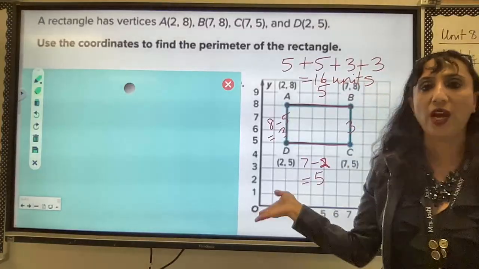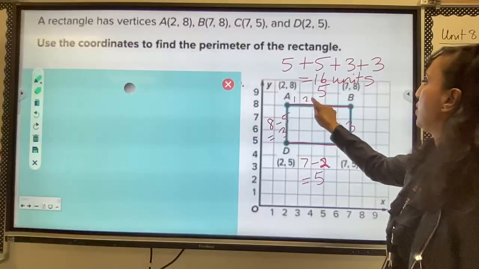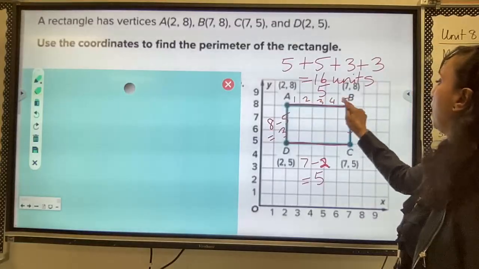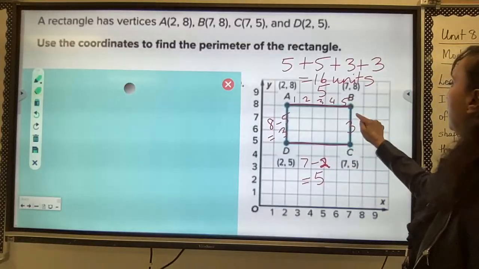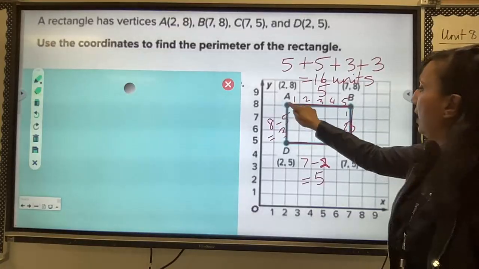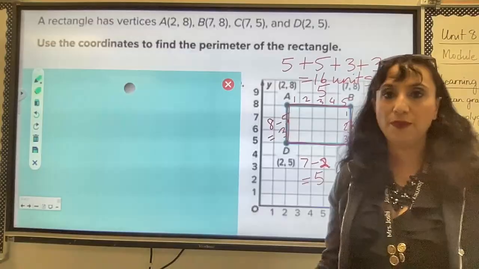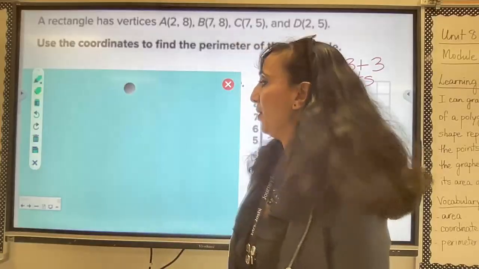And I could have also done this. I could have just done 1, 2, 3, 4, 5. I'm counting each of these. If this is 5, this is 5. And then I can count over here, 1, 2, 3. If this is 3, this is also 3. So both methods are perfectly okay, whichever works for you. All right?